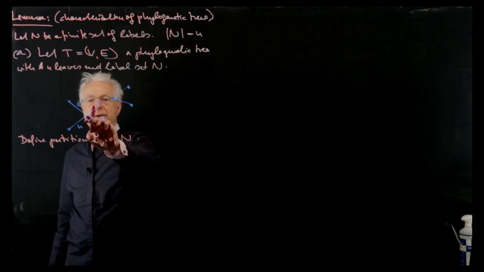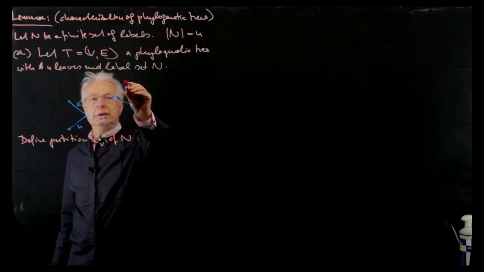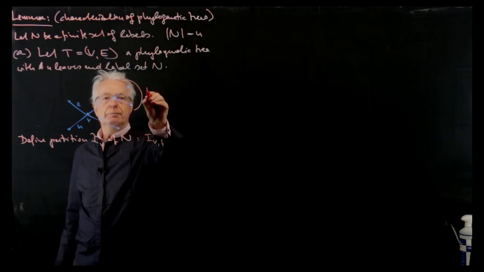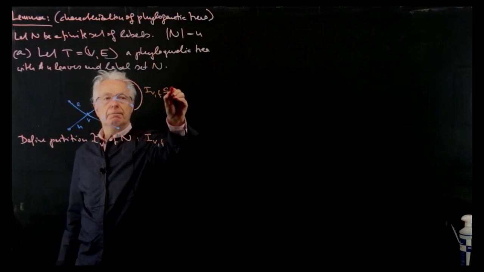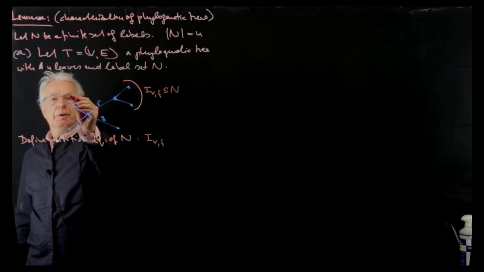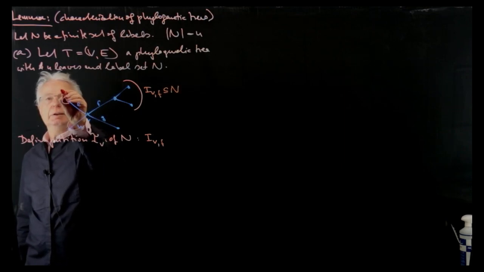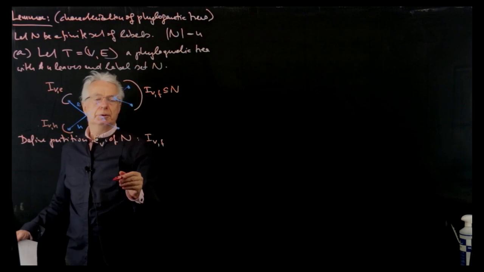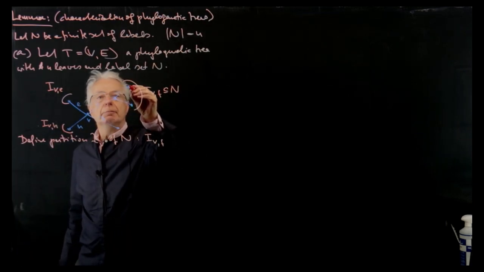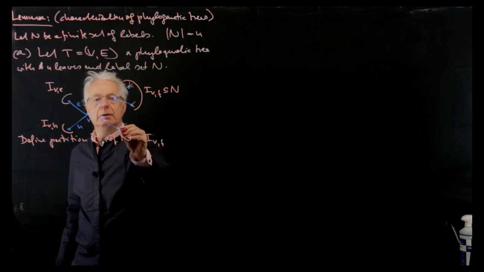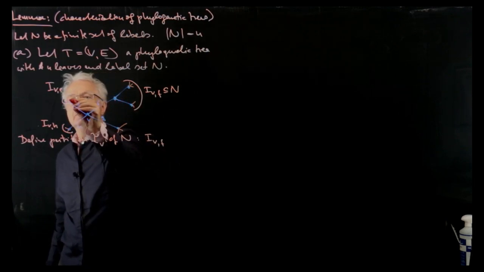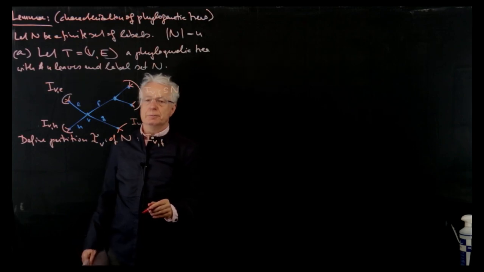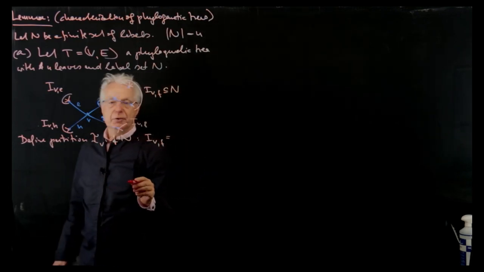We take an edge starting at V, and we take all the leaves which we can reach here. So this will be one set. So this will be I_V^F, subset of N. Here we will have I_V^E. Here we will have I_V^H. No, I missed my leaves. Okay. And here we will have I_V^G. So this is what I call the destination set.